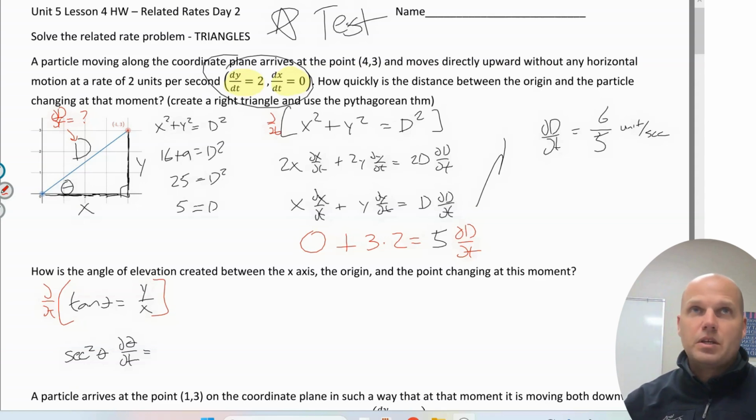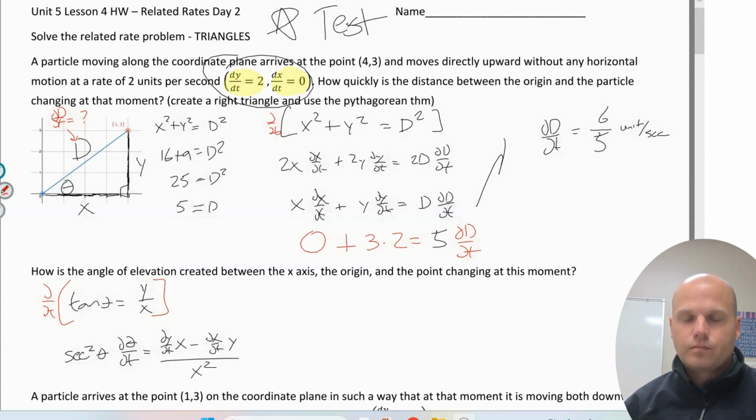Sine's derivative would be cosine theta d theta dt. Cosine's derivative would be negative sine theta d theta dt. And then we have the quotient rule on the right side: the slope of the top times the bottom minus the slope of the bottom times the top, all over the bottom squared. Cool. Now we have information for the right-hand side. So I'm going to fill out the right-hand side.